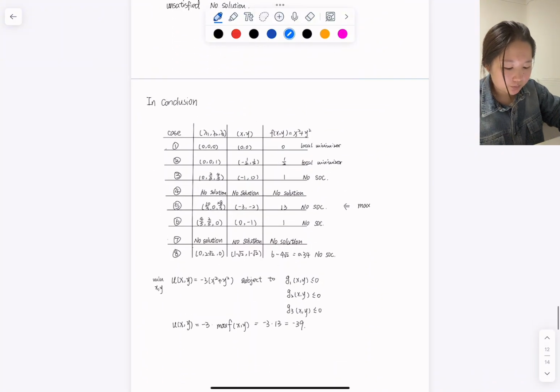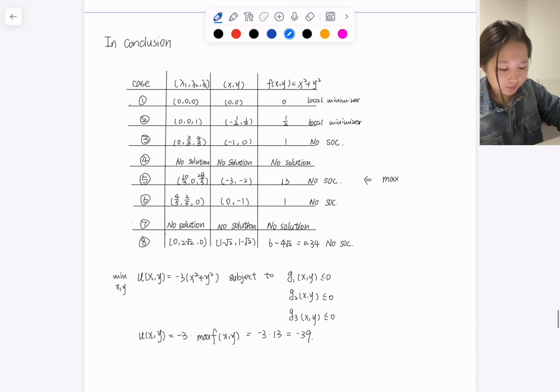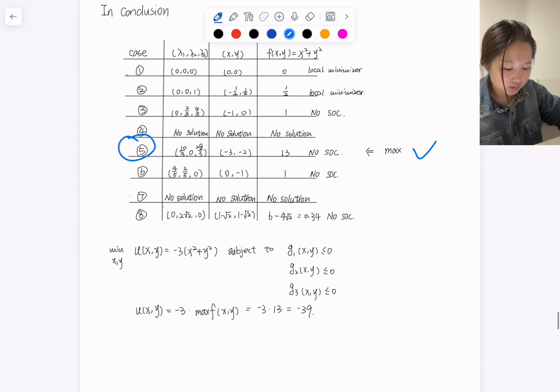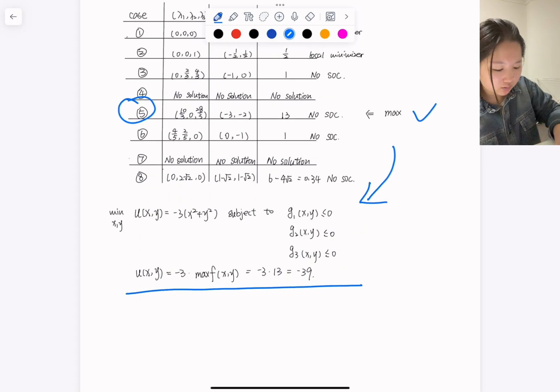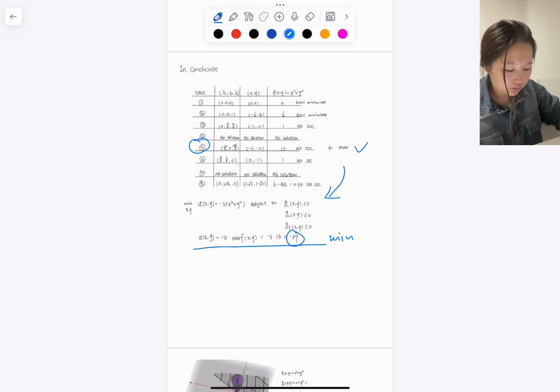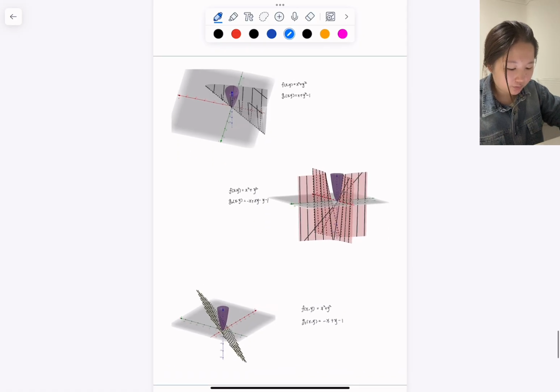In conclusion, we got this table, and we find that case 5, which we have discussed, has the maximum f(x), the f function. Then we substitute into the original function to find the minimum. This is the final answer with the graphs.